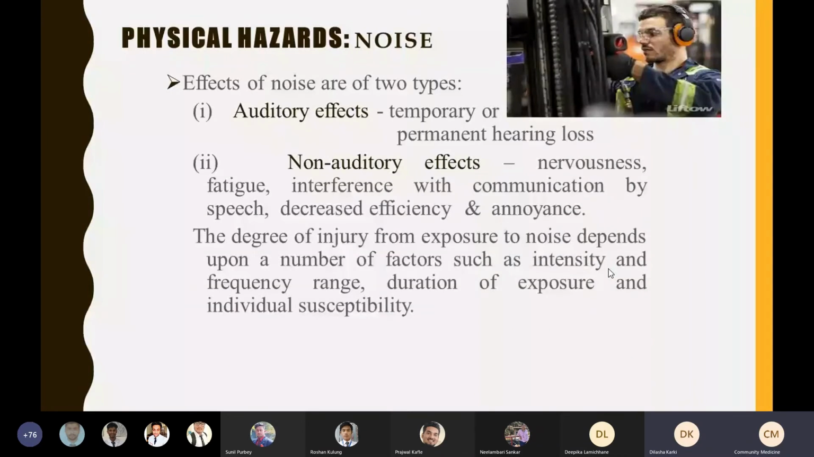So there can be chances of having temporary or permanent hearing loss, whereas the non-auditory effect usually affects the systems. So there can be increase in the blood pressure, headache, and the person might face nervousness, fatigue, and also because of the high noise region there is interference with communications. There is difficulty to understand what the other person is saying, and definitely there will be decreased efficiency and annoyance.